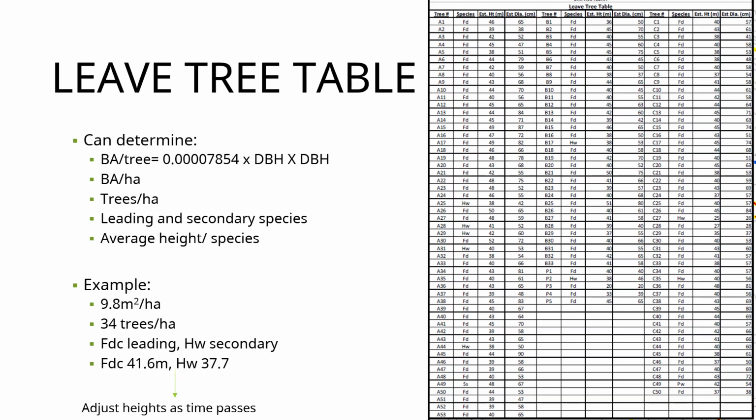Next, using this table, I can also see the leading and secondary layer 1 species. So fir is clearly leading and hemlock is secondary. If I don't want to do field heights in the field, I have a full census here, and honestly, that's fine. I can calculate height by species. So for fir, it's 41.6, hemlock is 37.7.